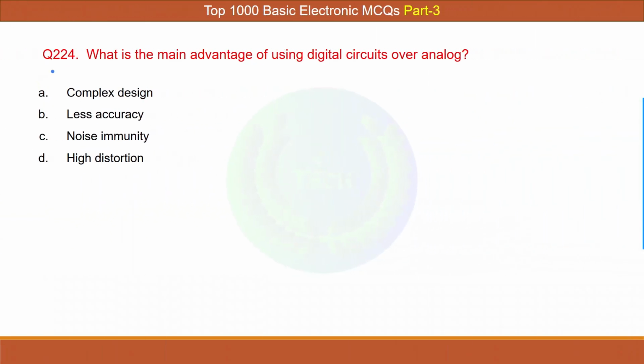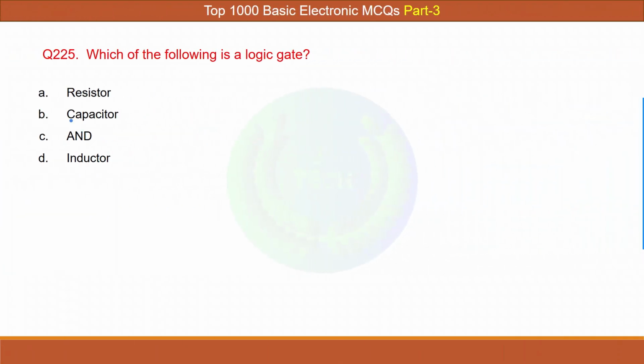Next question, question number 224. What is the main advantage of using digital circuits over analog? Option A complex design, option B less accuracy, option C noise immunity, option D high distortion. The answer is option C noise immunity. Next question, question number 225. Which of the following is a logic gate? Option A resistor, option B capacitor, option C AND gate.